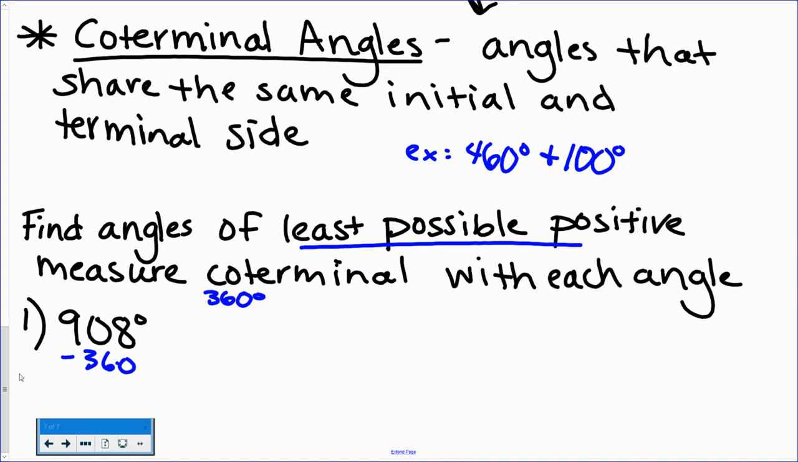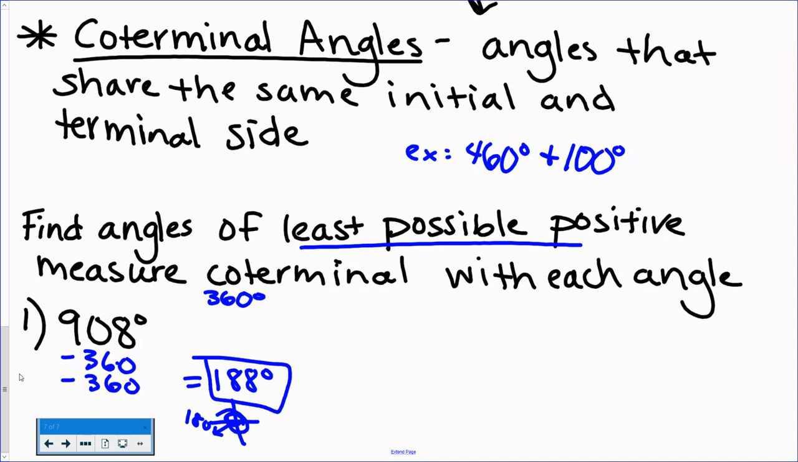All right, I'm still going to have some stuff left over, so I'll be able to take away 360 again. So I'm actually taking away 720. That puts me at 188 degrees. So it's still a positive angle. I can't take away 360 one more time because that would be a negative coterminal angle. So 188 degrees is showing me where that's going to end up. It's going to show me what quadrant it's going to land in if I sketched it, right? So it's going to be just a little bit past 180 degrees, but it went around 2 times. Okay, so that's what this is looking for.